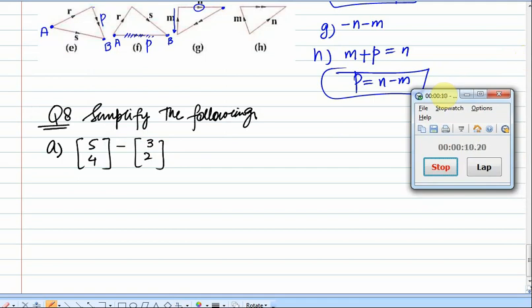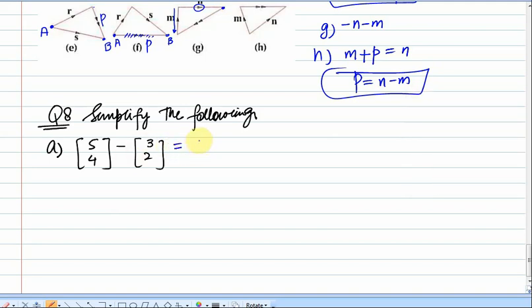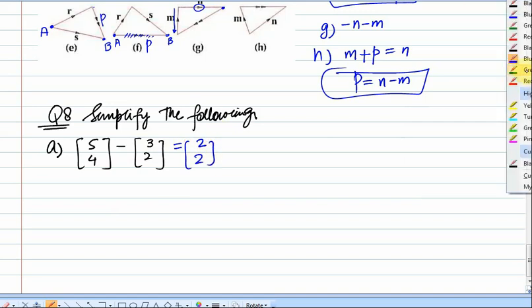I think 30 seconds is too much. What about 20 seconds max? Alright, so it will be 5 minus 3, it's 2, and 4 minus 2, it's 2. That is the answer. Right? So moving on to the next part.